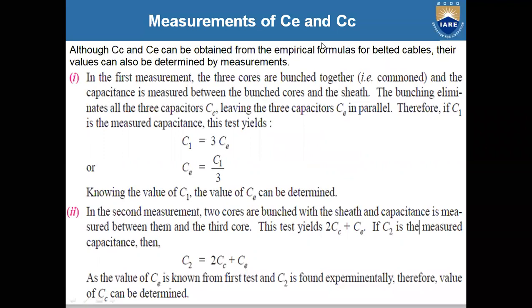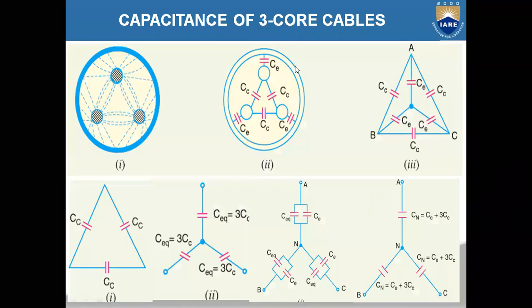So now let us see how you can calculate the values of Ce and Cc by measurements. First, for calculating Ce, you have to bunch all the 3 cores. If you observe the second diagram, you are having 3 cores, and these 3 cores are bunched together. So that means you have to consider only one core, and you will not be having this Cc here.